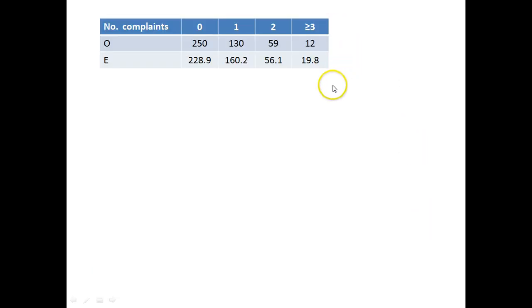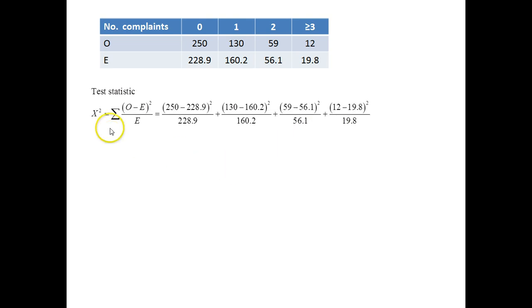So I'm getting greater than or equal to 3 with 12 as my observed value and 19.8 as my expected value. I can work out the test statistic: the difference squared divided by the expected value, and add them up, and I get 10.86 as my test statistic.